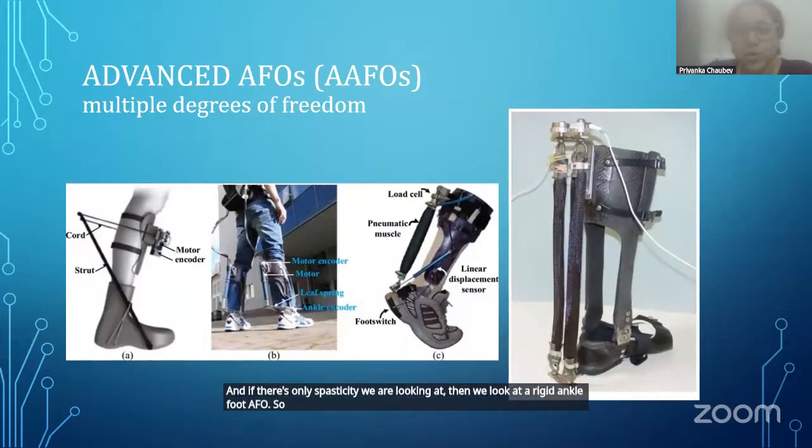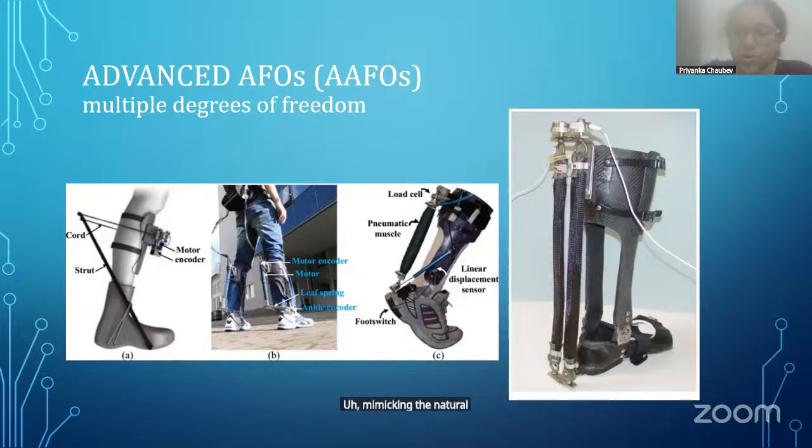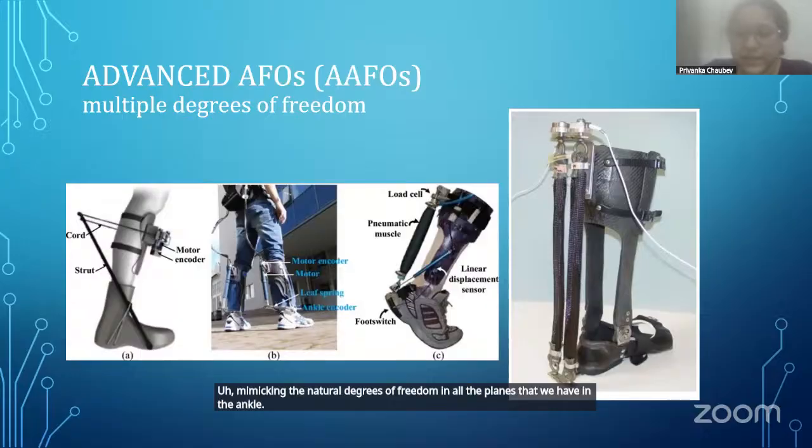So now when we talk about the advanced ones, these are usually called the AAFOs, which are the advanced AFOs. What do they offer? They offer multiple degrees of freedom. So they're looking at mimicking the natural degrees of freedom in all the planes that we have in the ankle. So, the one on the right side is actually an exoskeleton, which is like a robotic one, and the other one has a pneumatic muscle.